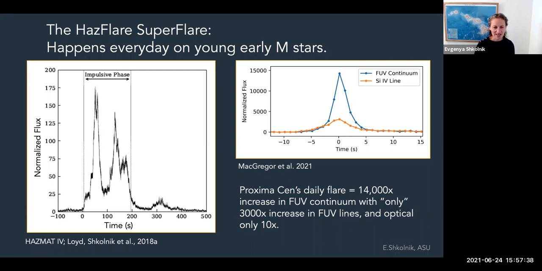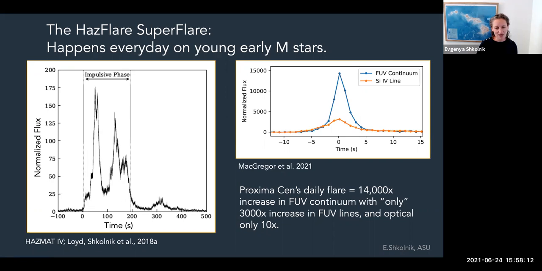And what you see here is an increase in the far UV continuum by a factor of 14,000. Now, the Has flare here on the left-hand side is in fact energetically greater. It's a stronger flare, but in a relative sense, this flare on Proxima Centauri is quite spectacular, 14,000. Now, this exact same flare, because we have simultaneous data with HST and TESS, increased by 14,000 in the continuum, 13,000 in the far UV lines, and only a factor of 10 in the optical.